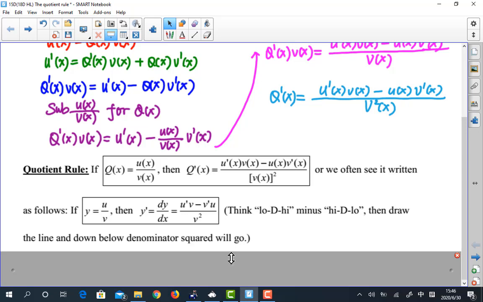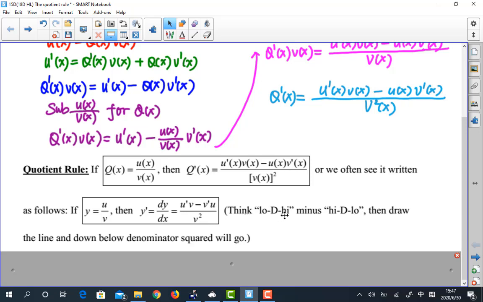Let's look at it. What is the quotient rule? If q of x equals u over v, then q prime equals u prime v minus uv prime divided by v squared. So if you don't want to represent every single notation as a function notation, we just can write down the quotient rule simply. So like y equals u over v, then y prime, which is the same as dy over dx, equals u prime v minus v prime u over v squared.